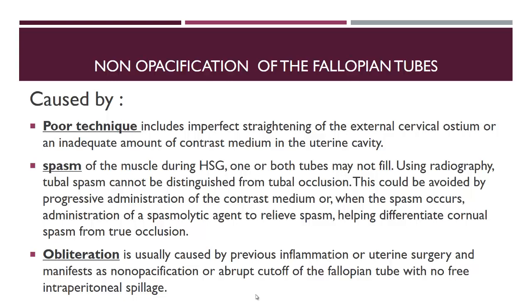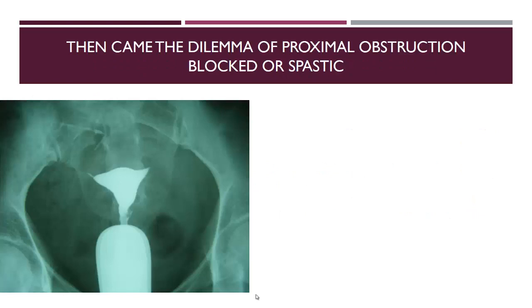And when we report that there is non-opacification of the fallopian tube, then comes the dilemma of proximal tubal obstruction. Is it blocked or spastic? Here is the normal triangular-shaped uterine cavity, but of the fallopian tube only the isthmic part and interstitial part appear, and here there is nothing. And nicely we can see here a misplaced IUD in the right side of the pelvic cavity. So, at that level, can I say that there is tubal block? No, it may be spastic.